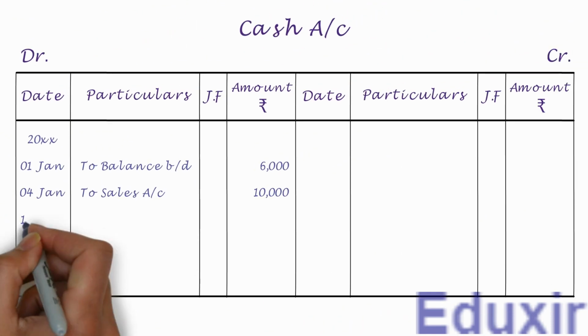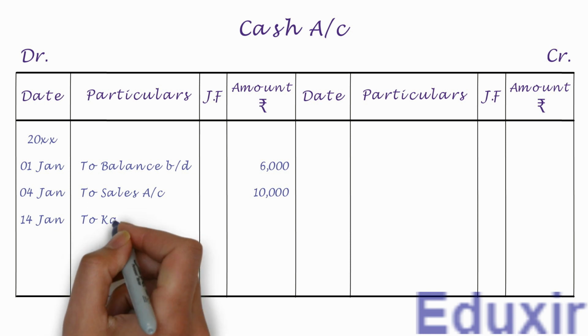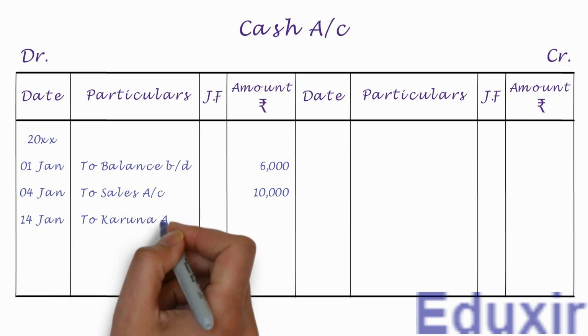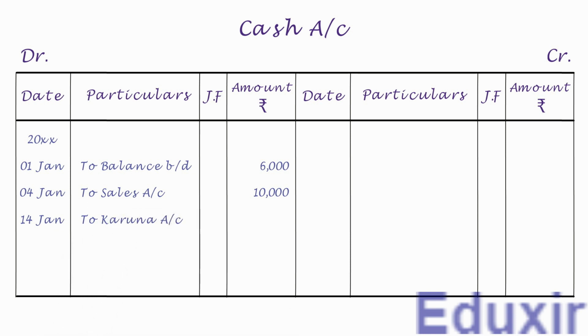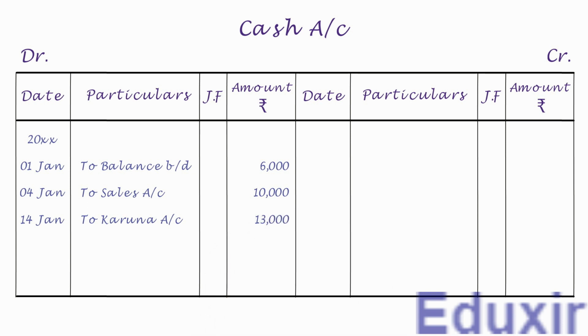Let us first write the date in the date column. We need to write to Karuna account into the particulars column. Let us write the debit amount of 13,000 rupees into the amount column. With that, we have completed the posting of this journal entry into the cash account.